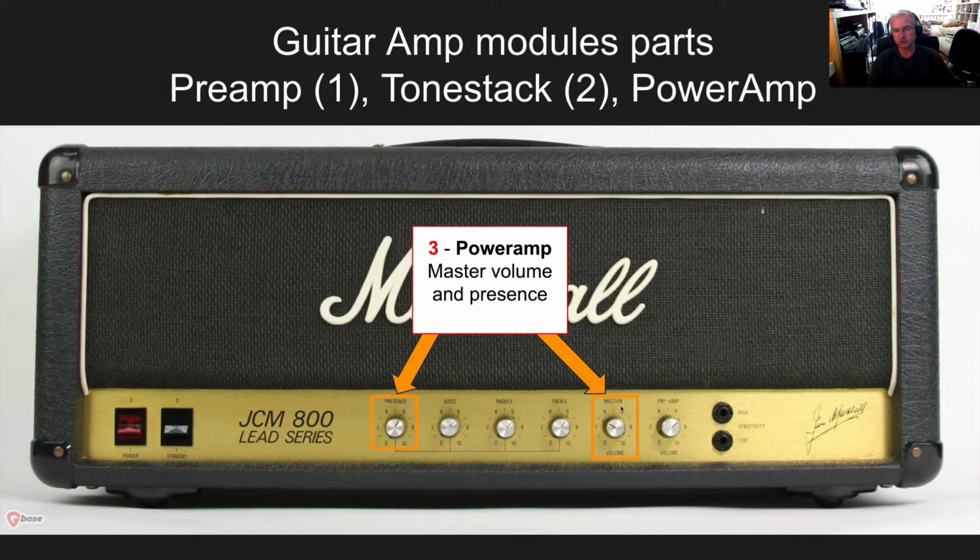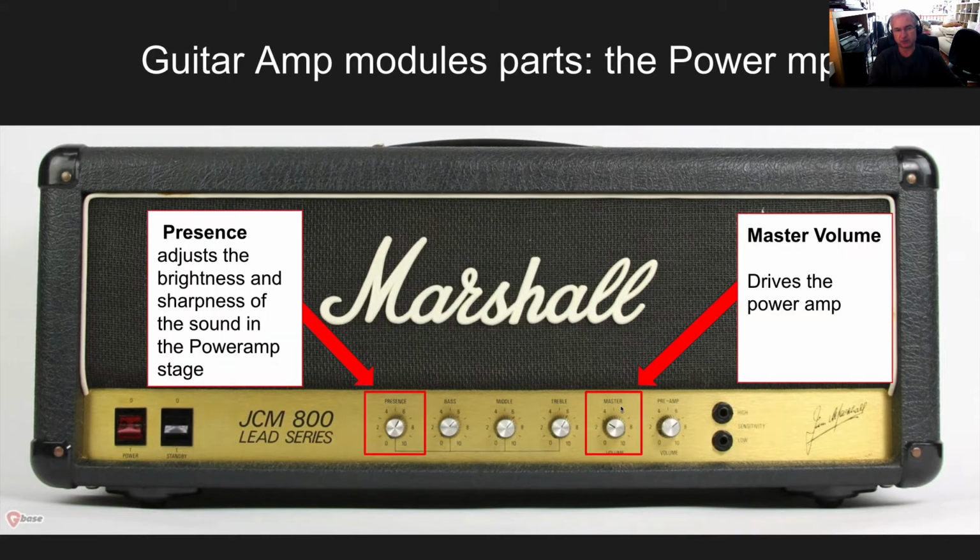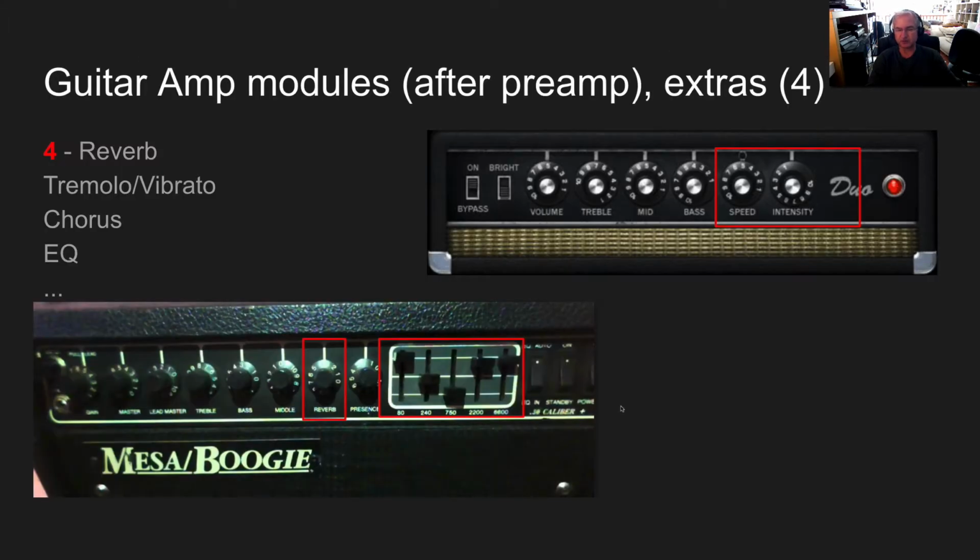And finally, you've got the power amp that is controlled by the master volume and the presence knob, where the presence knob adjusts the brightness and sharpness of the sound in the power amp stage, and the master volume drives the power amp. It's the amount of amplification you will get by the tubes located in the power amp stage. You can get extra stages like reverb, tremolo, vibrato, equalizer in some amplifiers, but it's out of the scope of this presentation.